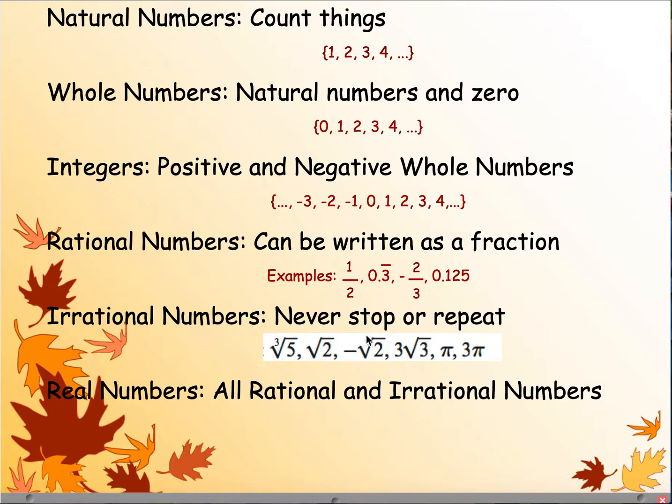Irrational numbers never stop or repeat. With pi, that's the most famous irrational number I can think of. We know it's 3.141, and it just keeps on going forever. We can't write it as a fraction. The decimal does not terminate, and there's no repeating pattern that we see within pi. And then real numbers: rational numbers and irrationals fall underneath that umbrella.